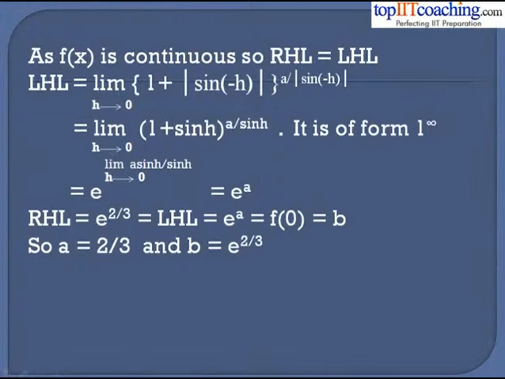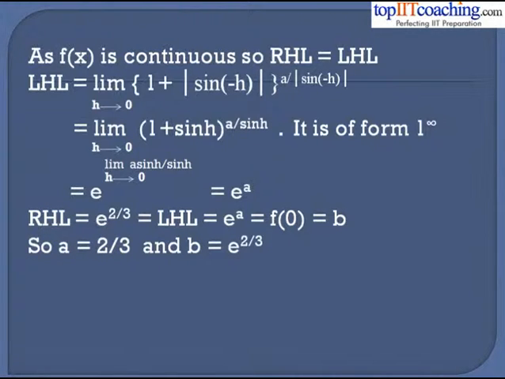And we know that (1 plus f(x)) to the power of 1 by g(x), when f(x) tends to 0 and g(x) tends to 0, could be written as e to the power of the limit of f(x) by g(x), x tending to 0. Now, we write it as e to the power of the limit of a sin h by sin h, h tending to 0. Sin h and sin h get cancelled, and we get e to the power of a. Now, we know that RHL is equal to e to the power of 2 by 3 and LHL is equal to e to the power a.